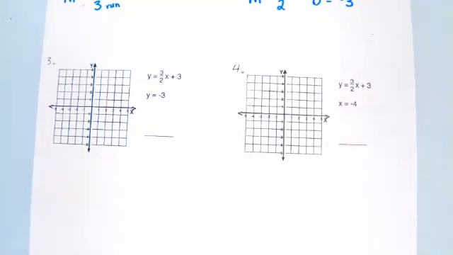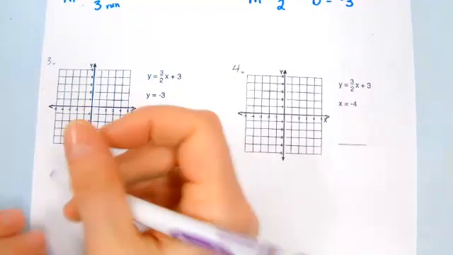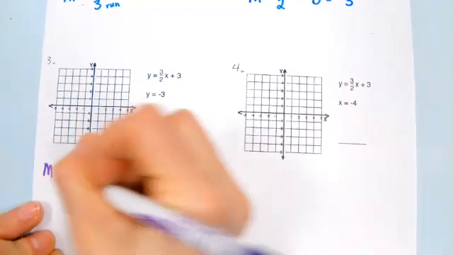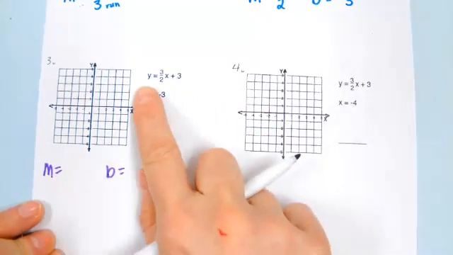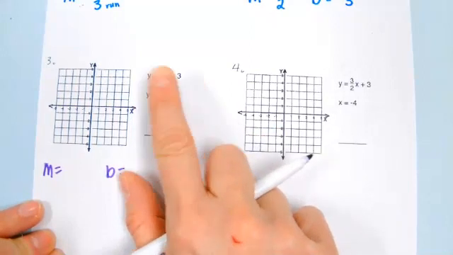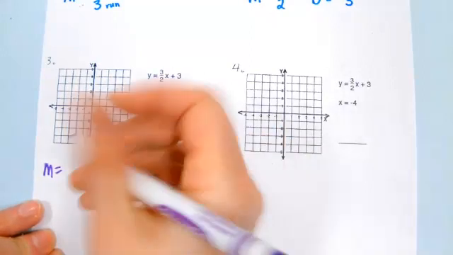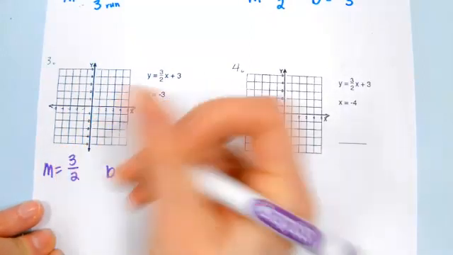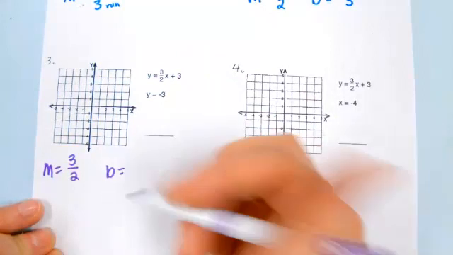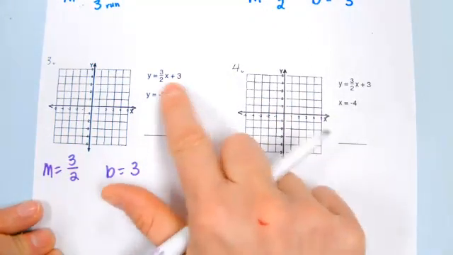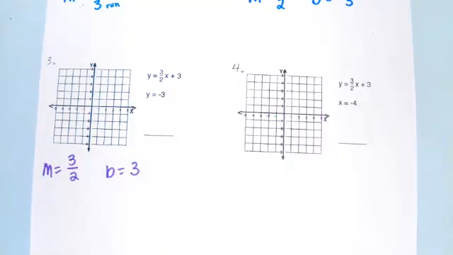Start the same way you started everything else. Start by finding your slope and your y-intercept. If you look at this equation, the slope is the number next to the x, so that's 3 over 2. The y-intercept is the one without the x, and that's 3. And that only works because those are in y equals.